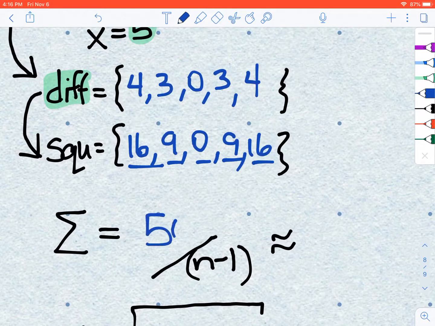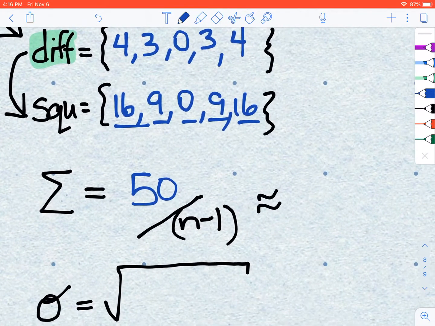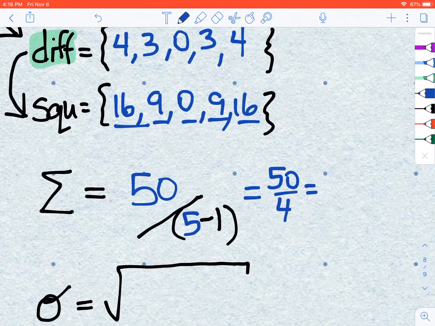And then we need to divide by n minus 1. In this case, n, how many items are in my list? It's 5. So I'm going to divide 50 by 4. All right? And that's going to give me 12.5.